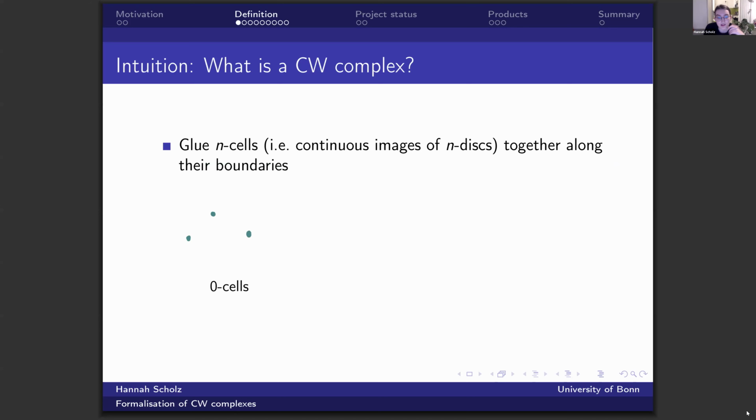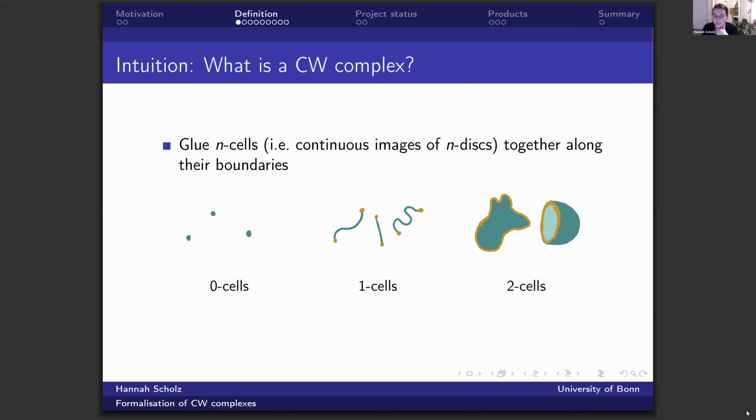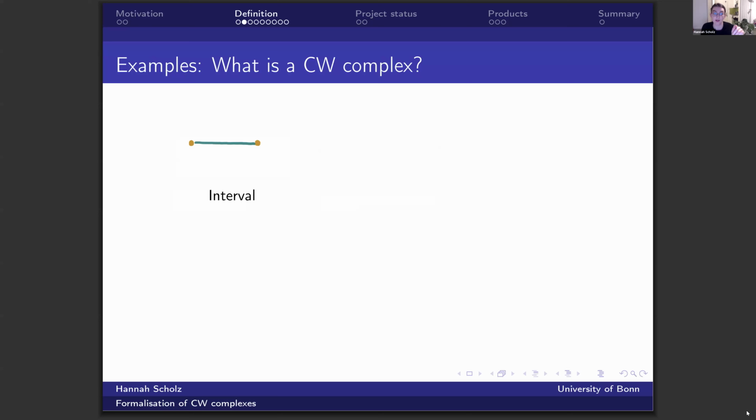And then you attach to those some one-cells. Those look like bendy lines, and they have glue on the ends. And then you keep going like this. Then you can attach two-cells. So what can you build with this? For example, the interval. Now the colors have changed: the yellow is a zero cell, the green is a one-cell, and you can build the interval like this. And if you keep doing this infinitely many times, you get the real line.